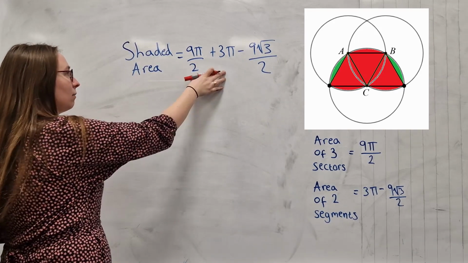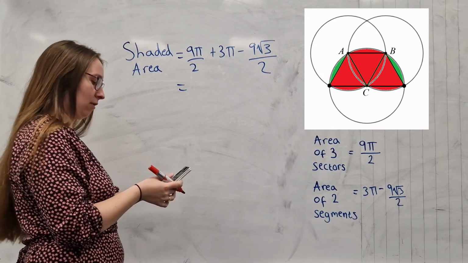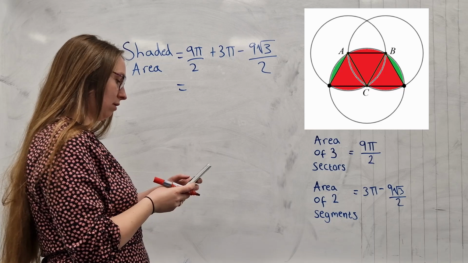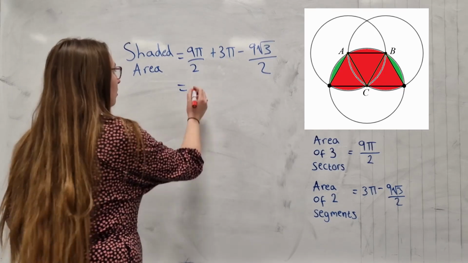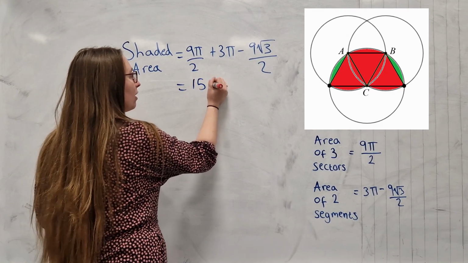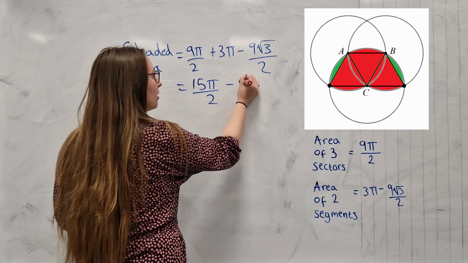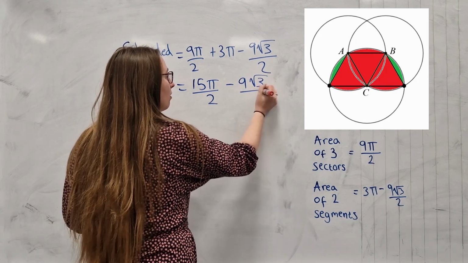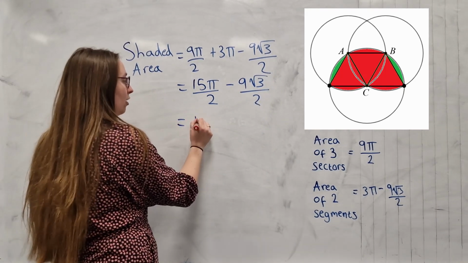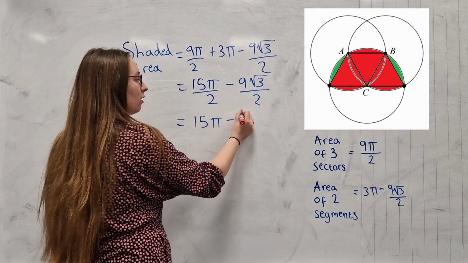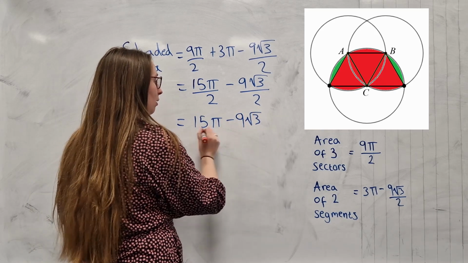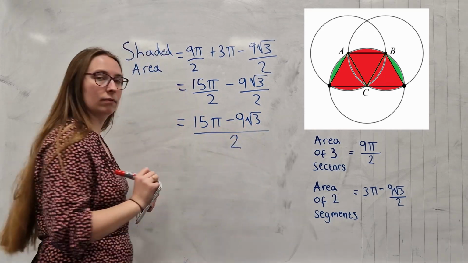So we just want to collect up these terms of pi. So we've got 9 over 2 plus 3, which is 15 pi over 2, minus 9 root 3 over 2. And if you want to write it in a nicer form, which I would quite like, you can put the whole thing over 2. And we're done!